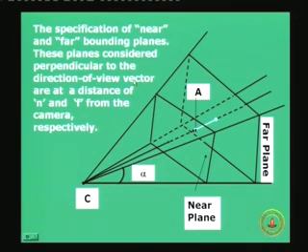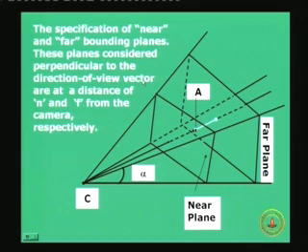The specification of near and far bounding planes must be given, and these planes are considered perpendicular to the direction of view vector. The direction of view vector is nothing but the vector going from C to A. A is marked here, C is here. C to A is the direction of projection, or it could even be A to C, it does not matter, its direction is more important.